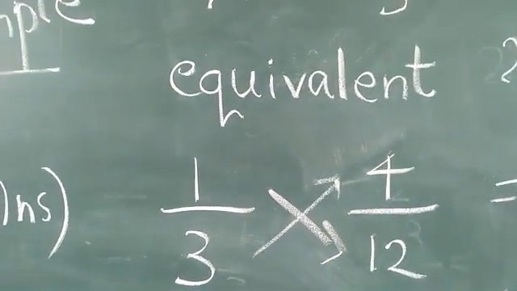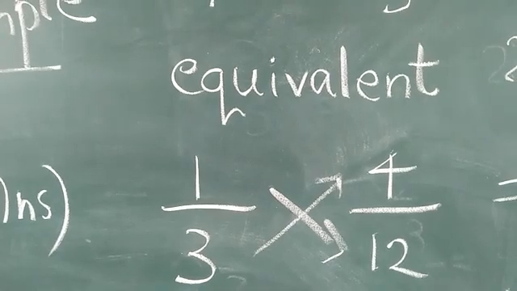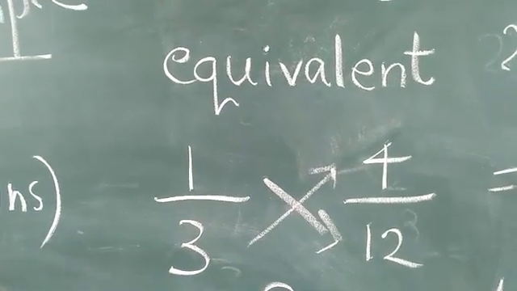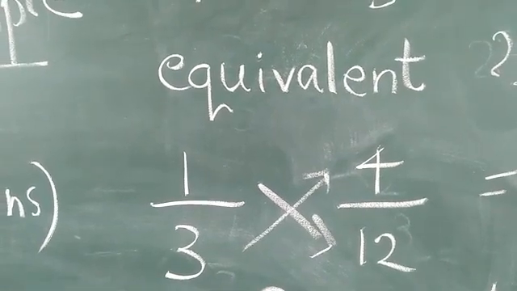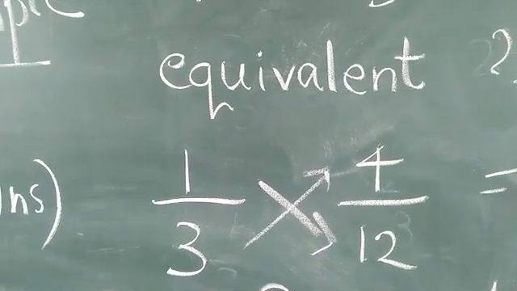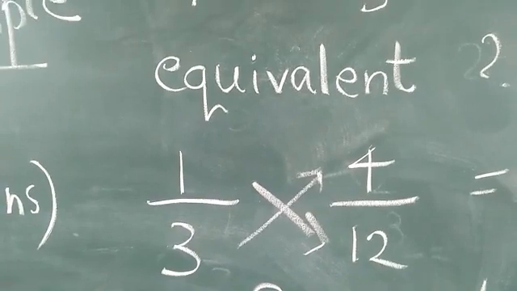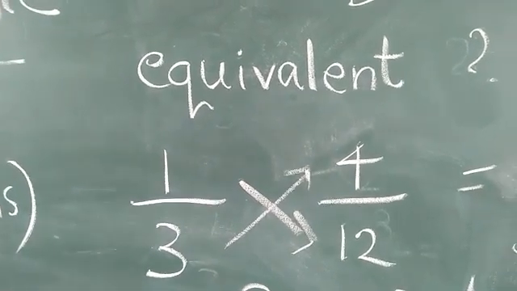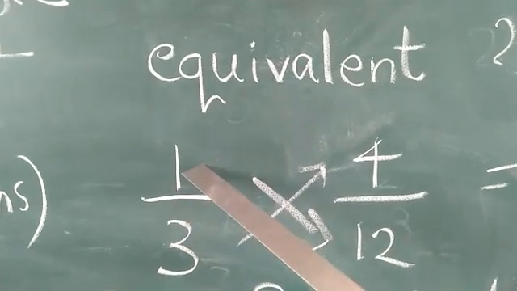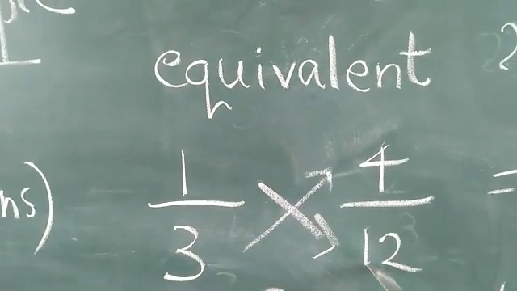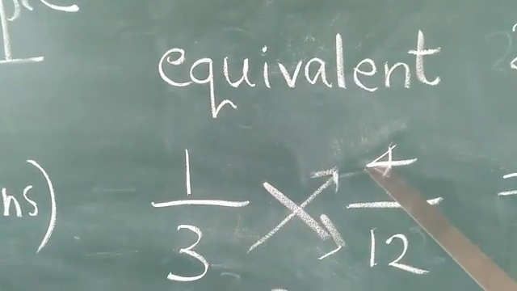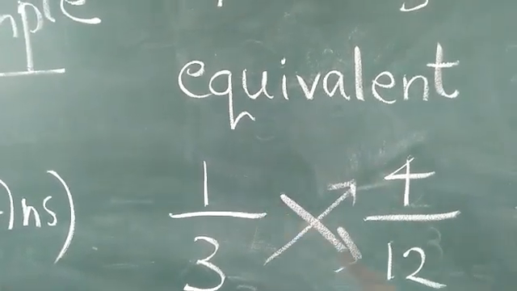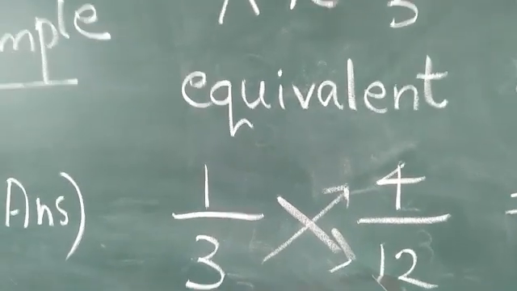We will multiply the numerator of one fraction with the denominator of the second, and the denominator of the first with the numerator of the second. That is the cross product. So we can see here 1 into 12, 12. 3 into 4 also 12. That is, their cross products are equal.